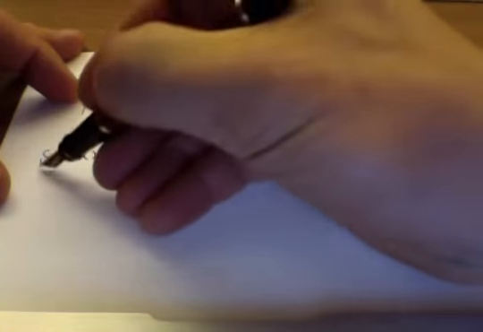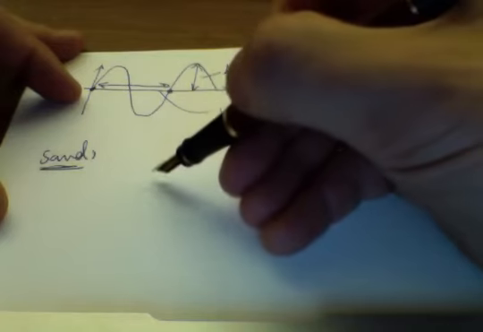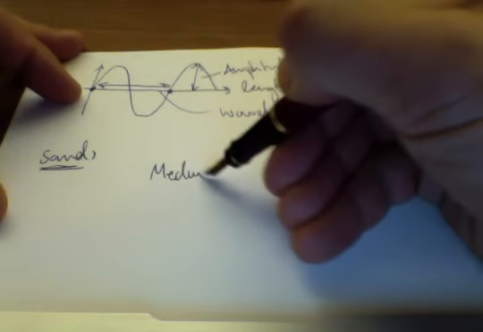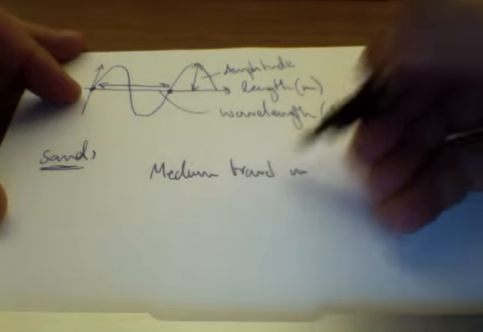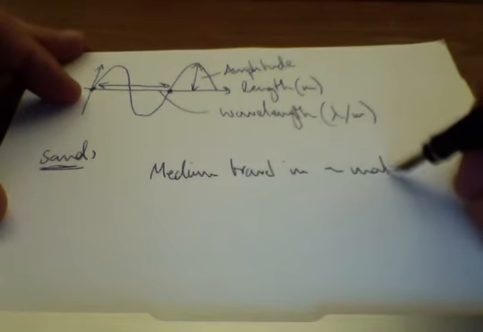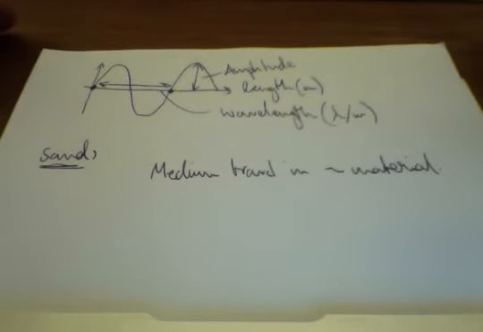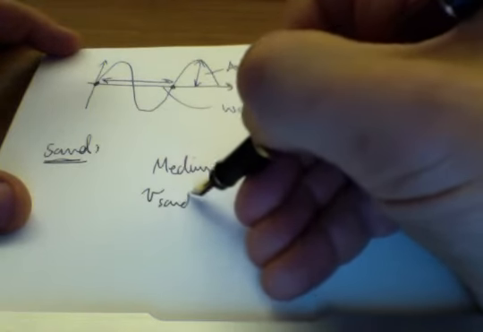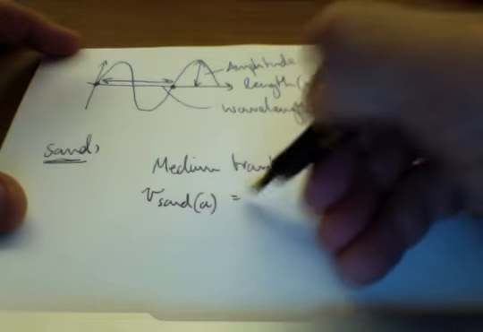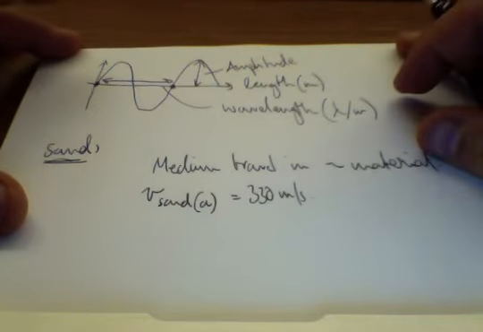Let's look at sound waves, because they do use slightly different terminologies. That being, first of all, sound needs a medium to travel in. In other words, it needs a material. You won't get sound travelling in space because space is a vacuum and there is no material in space. Okay, so how fast does it go? Well, the speed of sound in air is 330 meters per second, which is pretty fast.